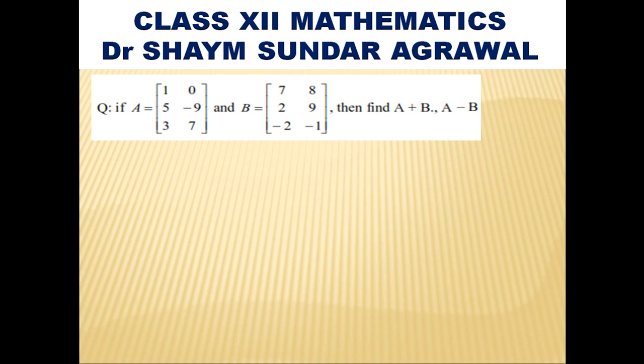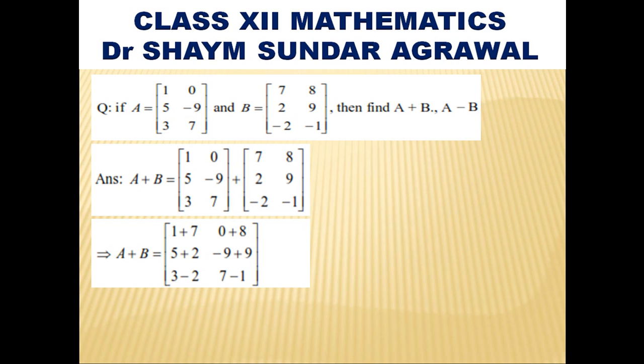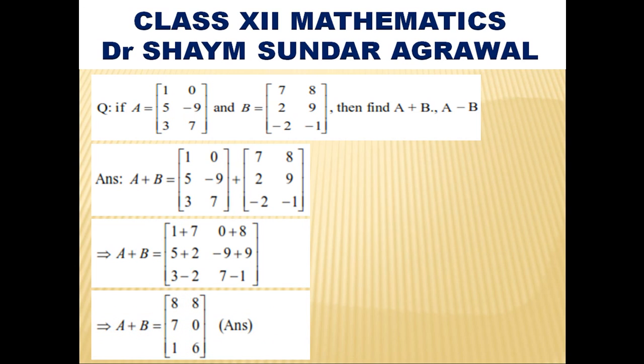So, let us find A plus B. A plus B means matrix A plus matrix B. Then A plus B is equal to the addition of their corresponding elements. So, 1 plus 7, 0 plus 8, 5 plus 2, minus 9 plus 9, 3 plus of minus 2, 7 plus of minus 1. So, A plus B is equal to [8 8; 7 0; 1 6]. So, the addition of these two matrices is a matrix of order 3 cross 2, where the elements are 8, 8, 7, 0, 1 and 6.